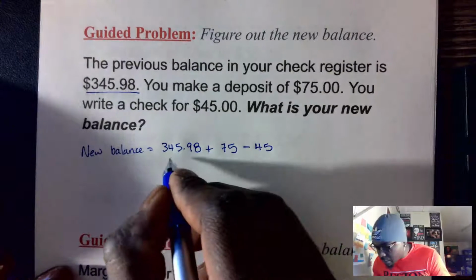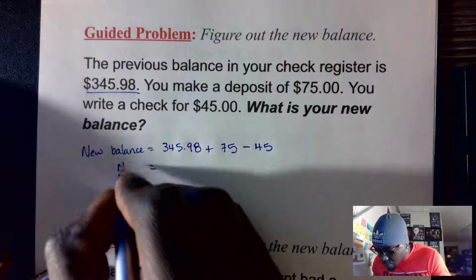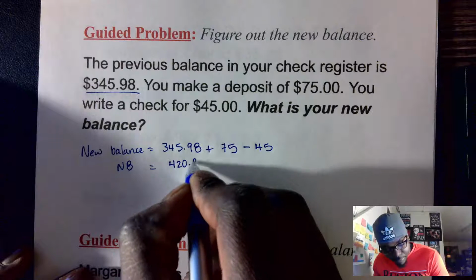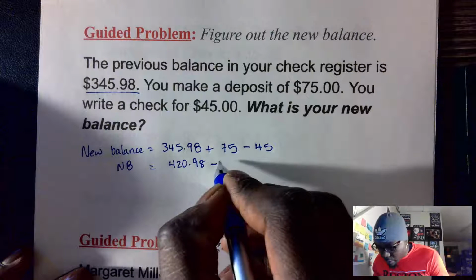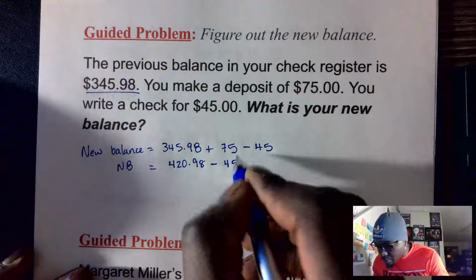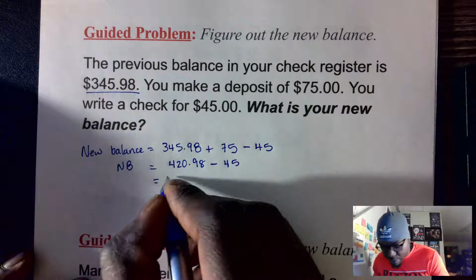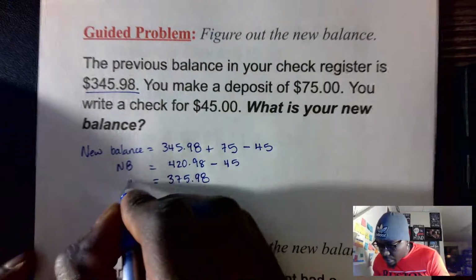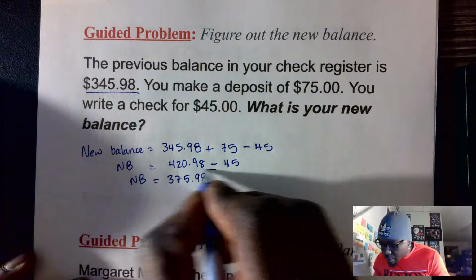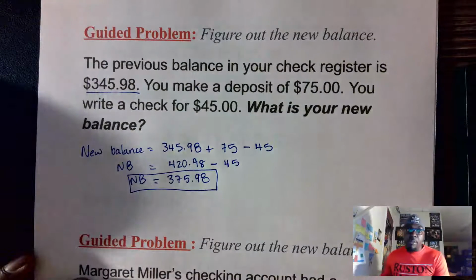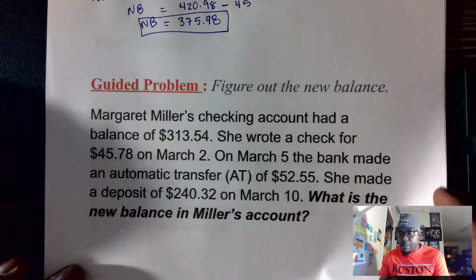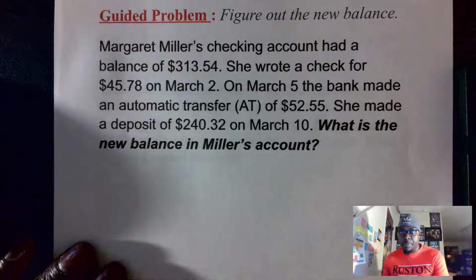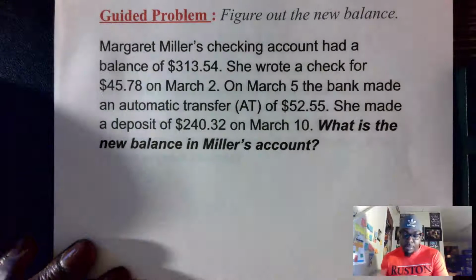When I add these two together, my new balance, which I'm going to say NB, is equal to 420.98 minus 45. Again, I add these two together, and this gave me a balance of 375.98, my new balance. This is how I want to see you do it when you do the model problems. Show all the steps. That way, if you make a mistake, it's easy for me to identify where you went wrong and I can correct it. Let's look at example number 2.